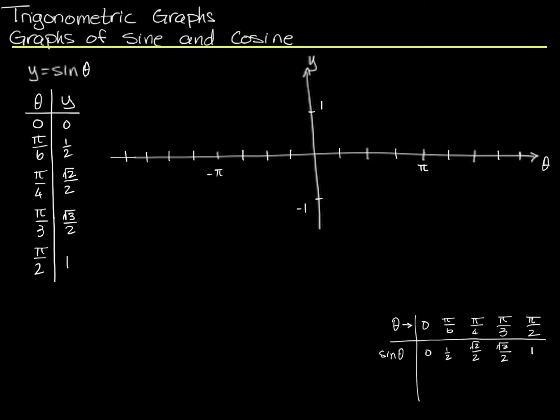Now, how do you graph these? Some of them are easy. 0, 0 is just the origin. This height of 1/2 occurs at pi over 6. I don't have a pi over 6 here yet, so I'll come back to that one. At pi over 2, I have a height of 1. So if you can see, here's pi. So half of that is this one right here. That's pi over 2. So at pi over 2, I'm up at 1.